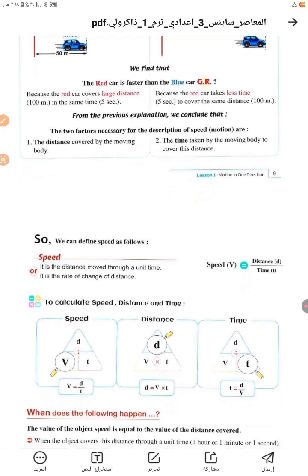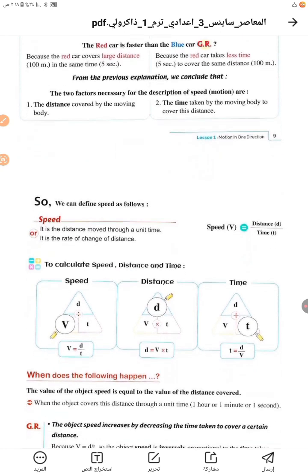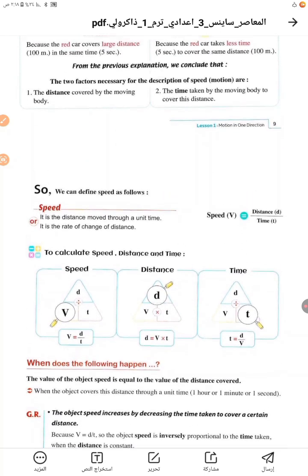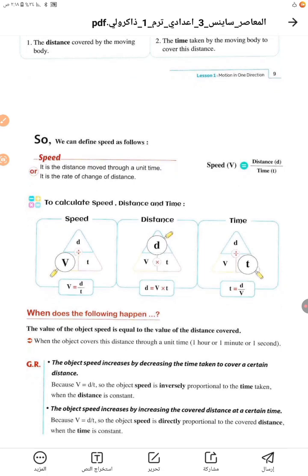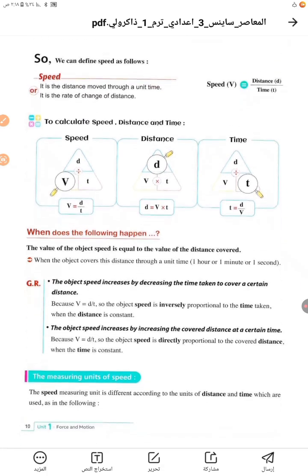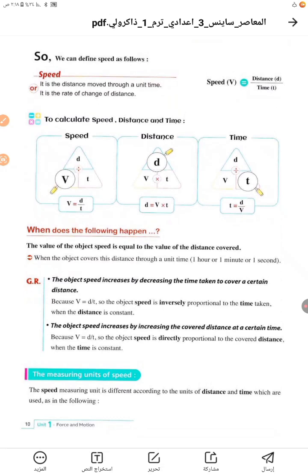From the previous explanation we conclude that هنستنتج the two factors necessary for the description of speed motion, the two factors اللي بيتحكموا في السبيد, هم the distance covered by the moving body, the time taken by the moving body to cover this distance. So we can define speed as follows. The speed, it is the distance moved through a unit time. It is the rate of change of distance.